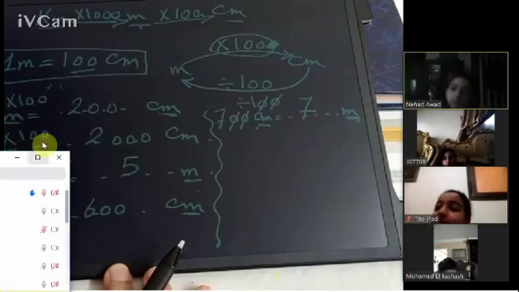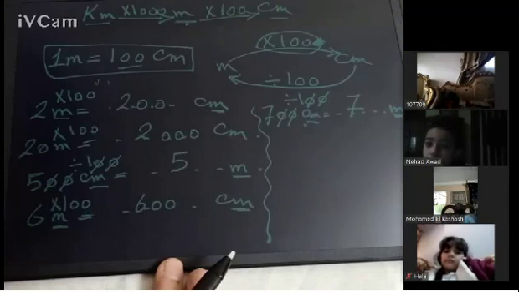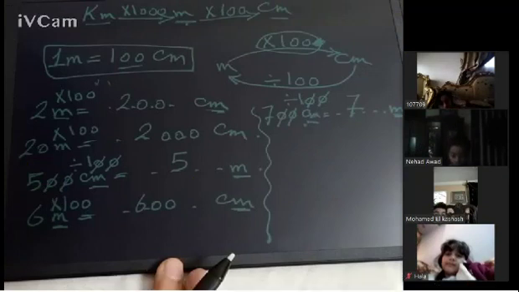Do you understand now? Yes. I want to ask something. Okay, yes, Layla? If it's 7,000, we will write 70? Yes, because we erased only 2 zeros.